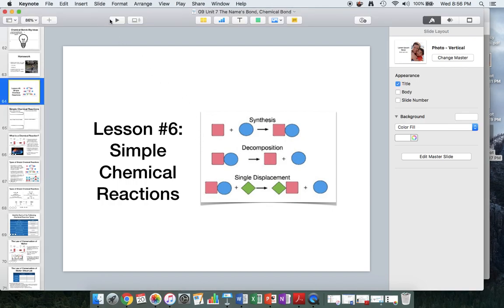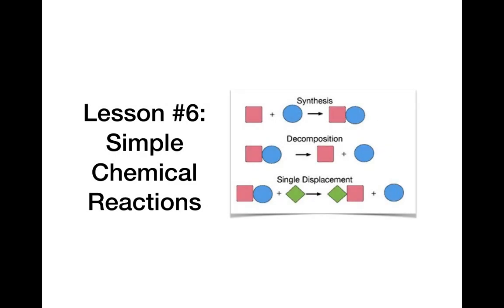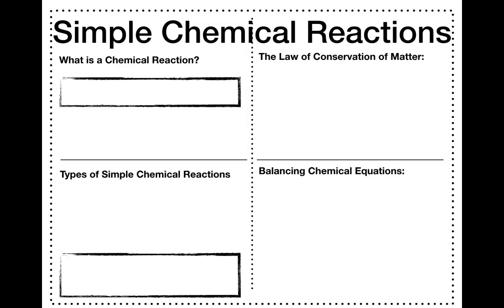Hello, grade 9. Here is lesson number 6, simple chemical reactions. We're going over the three simplest types of reactions today, and then the more complicated ones are in our next lesson, which will be on Friday. So here's your outline for today.